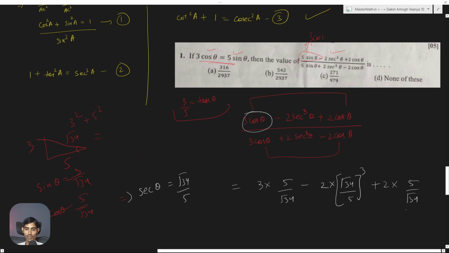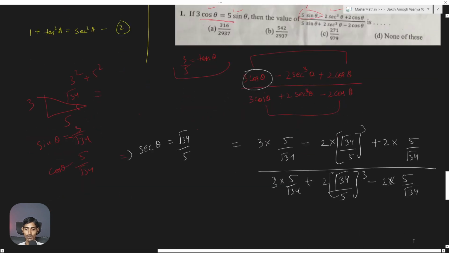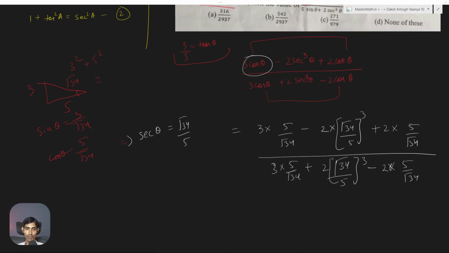Is that okay now? 3 into 5 by root 34 minus plus 2. So if you see this question first time in the exam, it is a little tricky, and it happens to be the first question of the paper also. So a lot of time would go into that. That's a tricky thing to do with the students. 5 by root 34. So probably now solving this shouldn't be an issue. If it is, let me help you out.